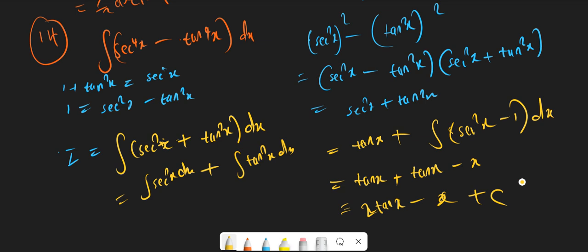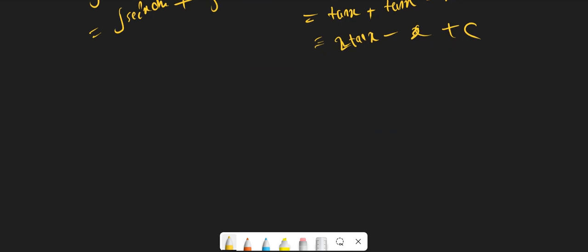Now let's look at problem 15 here. Problem 15 is somewhat challenging for us. Let's see.